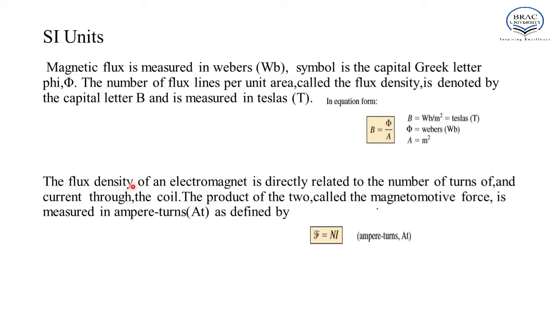The flux density of an electromagnet is directly related to the number of turns of and current through the coil. The product of the two, called the magnetomotive force, is measured in ampere turns, AT, as defined by F equals N i, ampere turns.